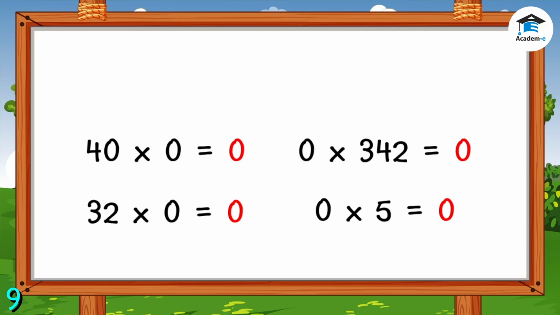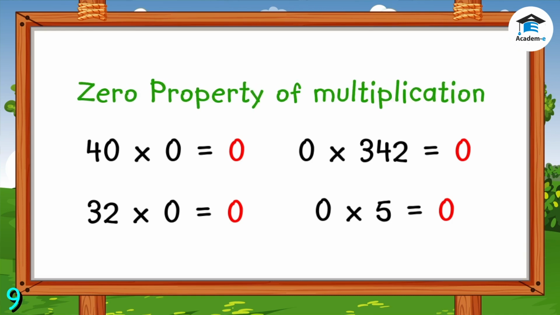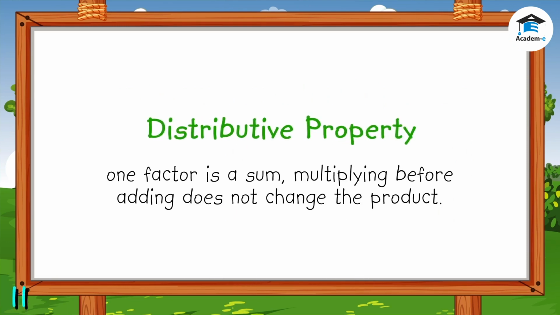We can say that any number multiplied by 0 is always equal to 0. We call it the zero property of multiplication. Distributive property. One factor is a sum. Multiplying before adding does not change the product.